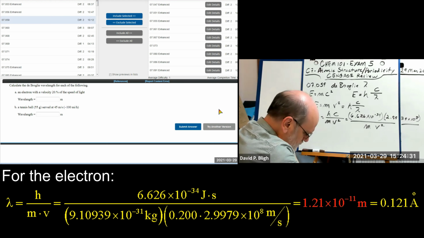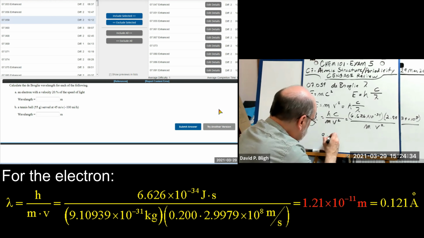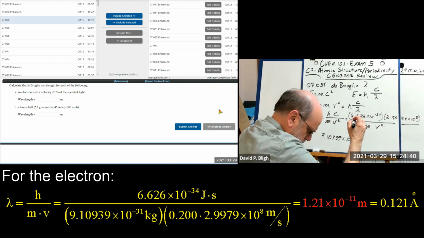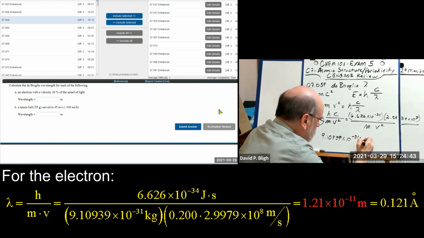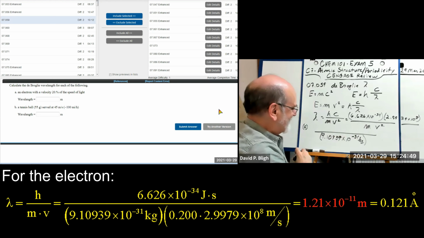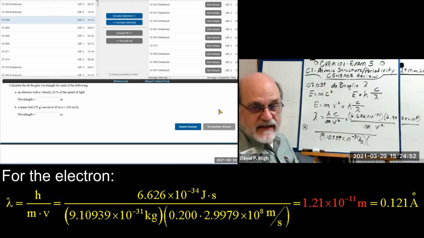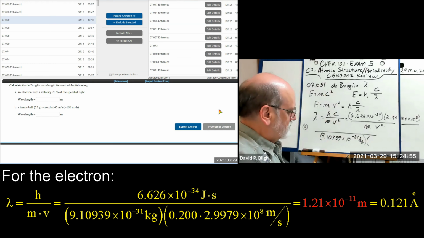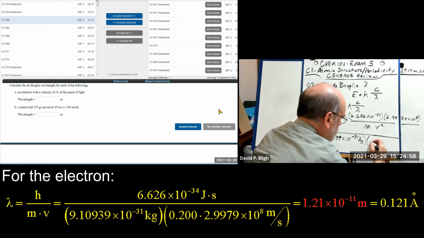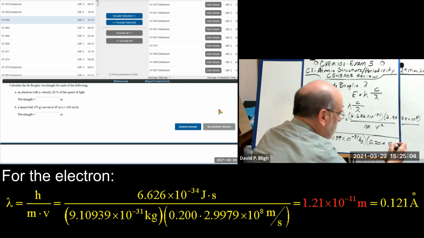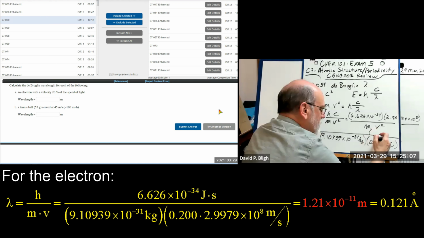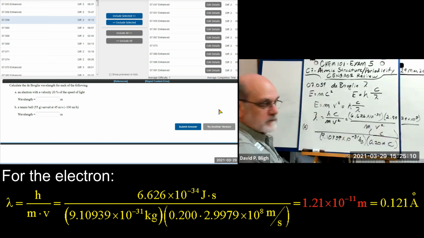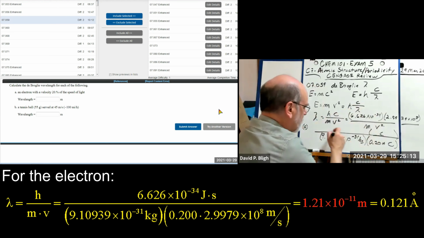Can't even remember what I said. 9.10939 times 10 to the minus 31 kilograms. And then its velocity is 20% of the speed of light. So it's 0.2 times the speed of light. And here we have the speed of light up there, right? That's what this is. And then here we have Planck's constant.